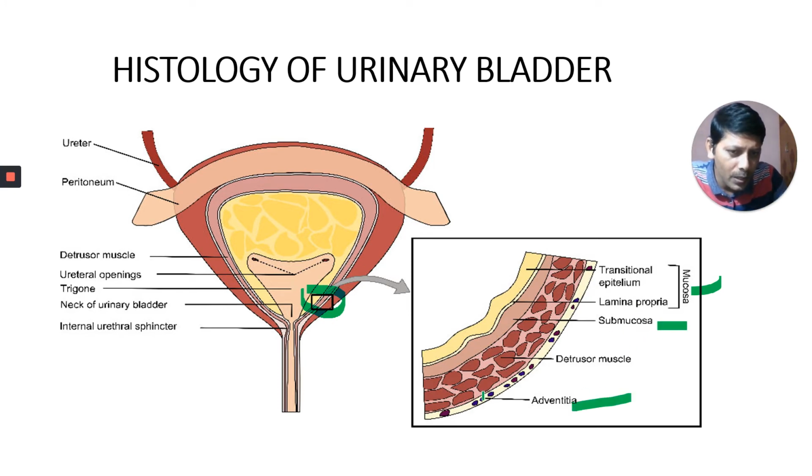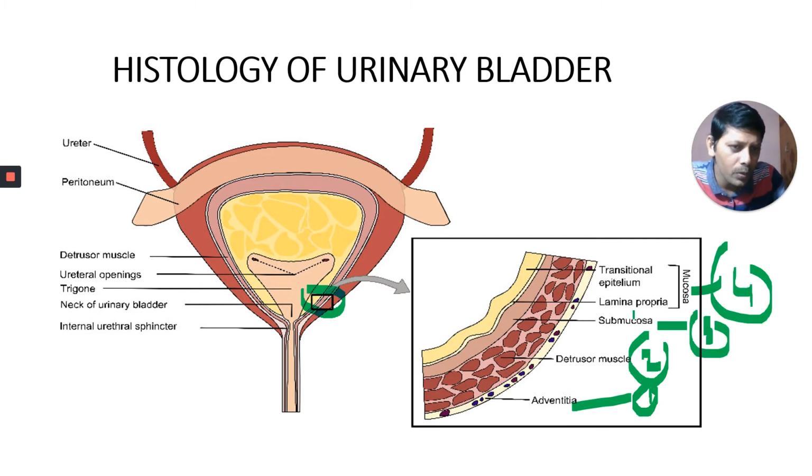Okay, adventitia is there, the outermost layer. Second, the detrusor muscle is present. This is the detrusor muscle. Next, this is the third layer, and this is the fourth layer, the mucosa. In the mucosa, there is a lamina propria, areolar tissue, and transitional epithelium.